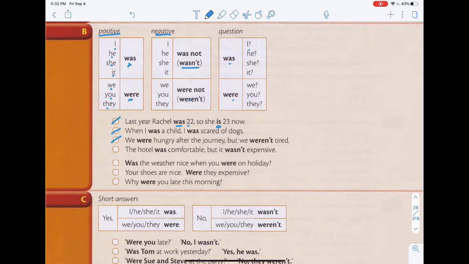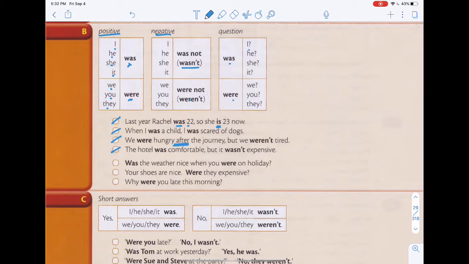We were hungry after the journey, but we weren't tired. So this one you use past tense because you're talking about after. After means it's already done. Okay, after the journey. We were hungry after the journey, but we weren't tired.